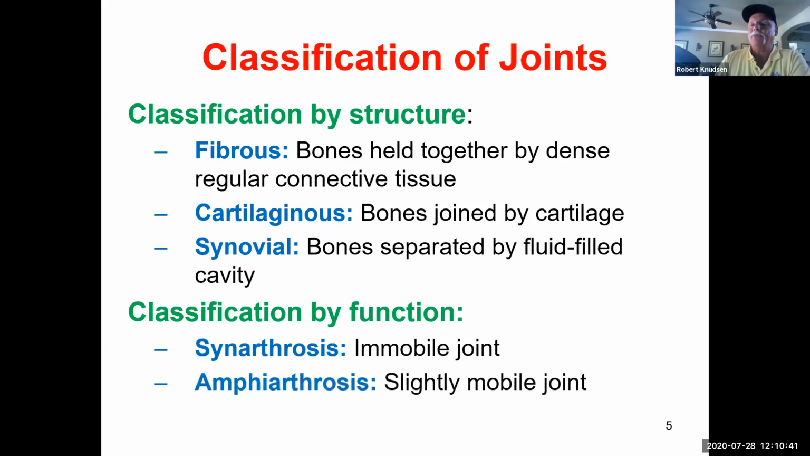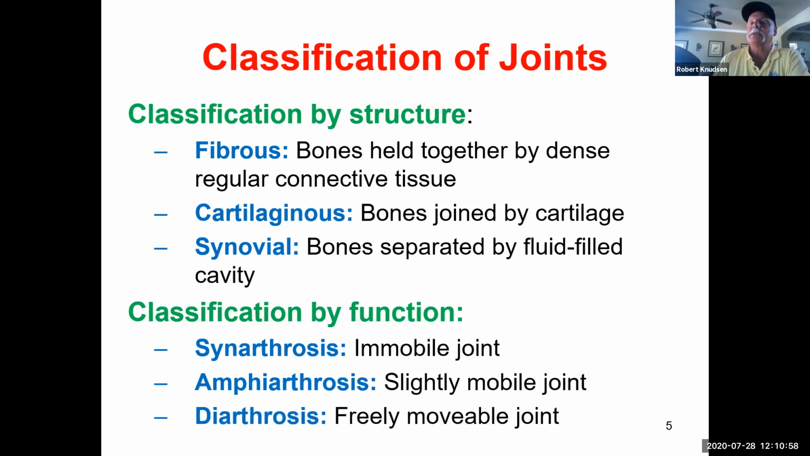The next one is amphiarthrosis. Amphi means both, which means it does move and it doesn't move. Amphiarthrosis is a slightly movable joint, like your vertebral column or the pubic symphysis, where your two innominate bones come together. And the last one is diarthrosis, which is a freely movable joint. These are our wrists, our shoulder, our knees, our hips and stuff. That is a diarthritic joint, which means freely movable.